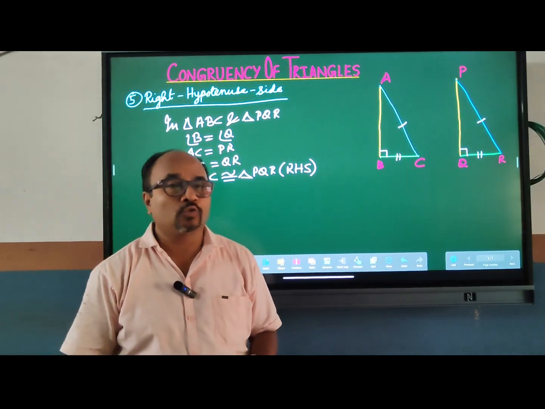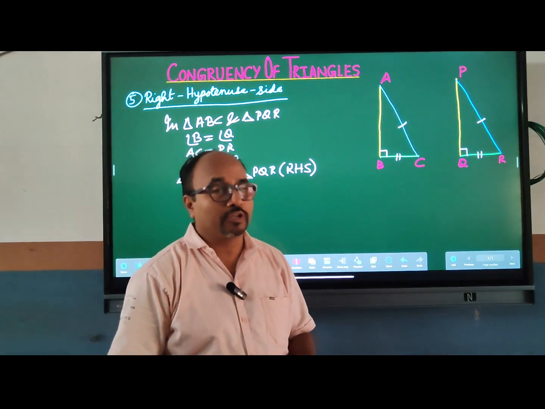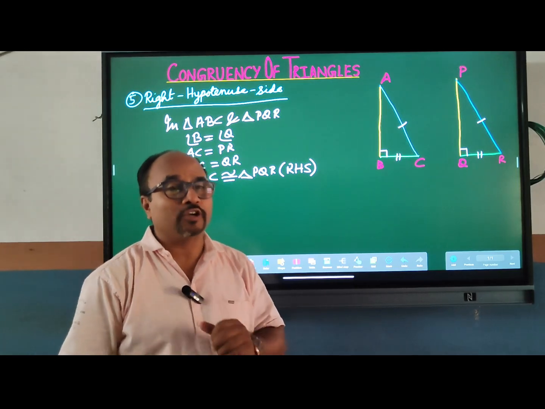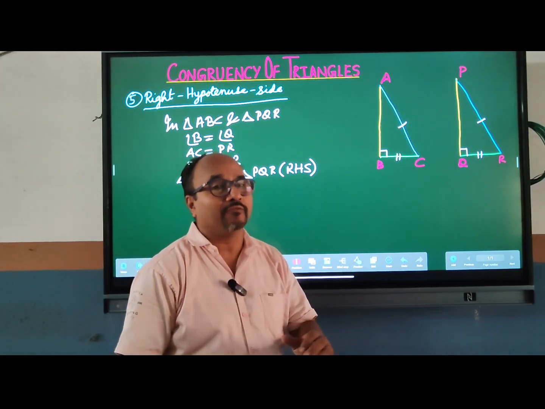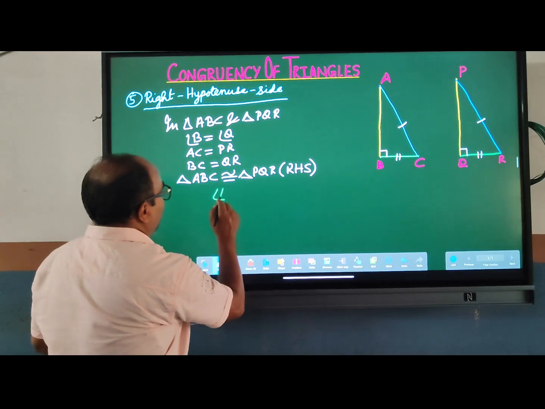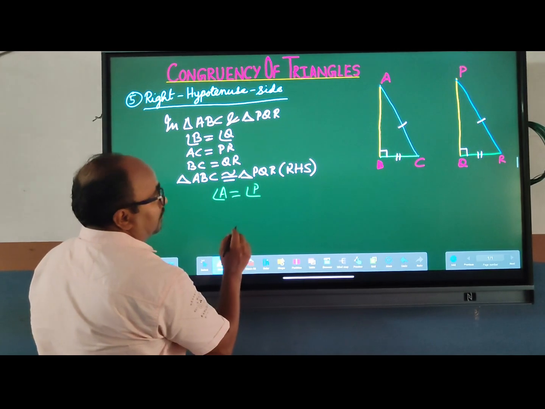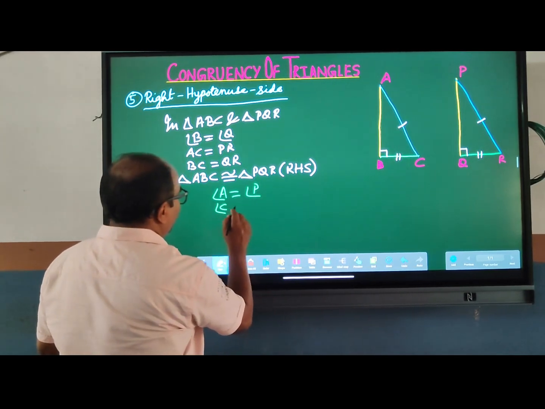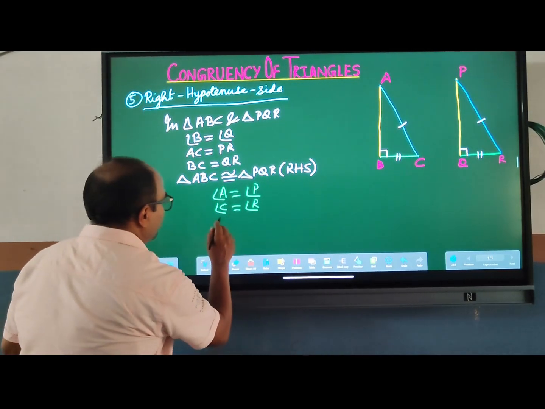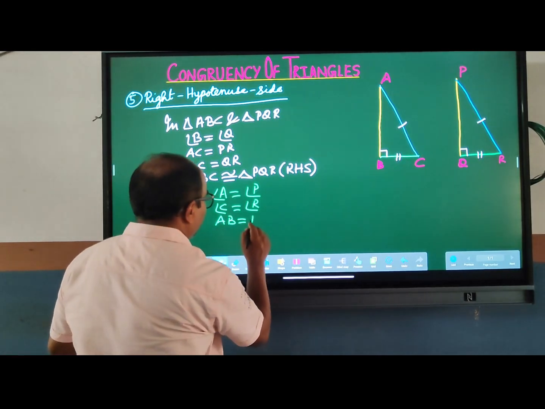When we get two triangles congruent by right angle hypotenuse side, that is RHS, here 90 degrees is used and two sides are used. So we are left with two angles to write as equal and one more side. So angle A will be equal to angle P, angle C will be equal to angle R, and the leftover side AB equals PQ.